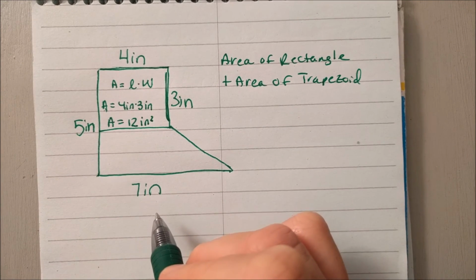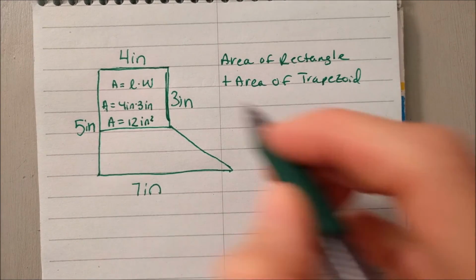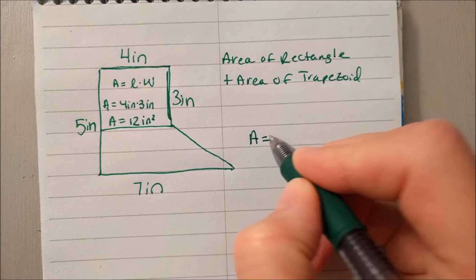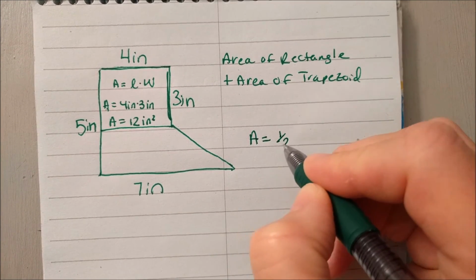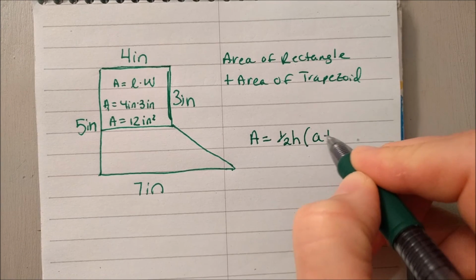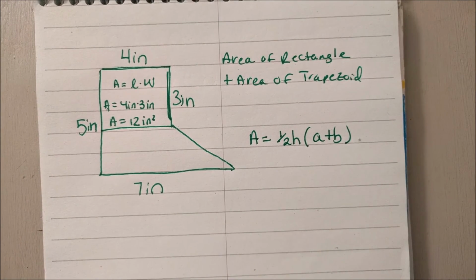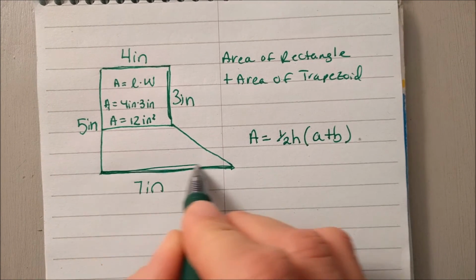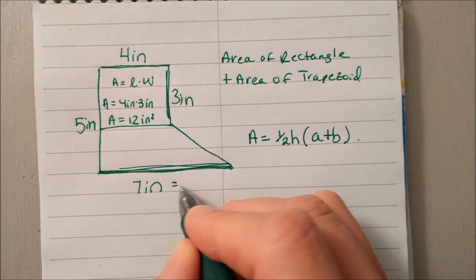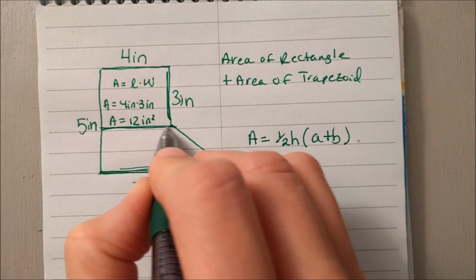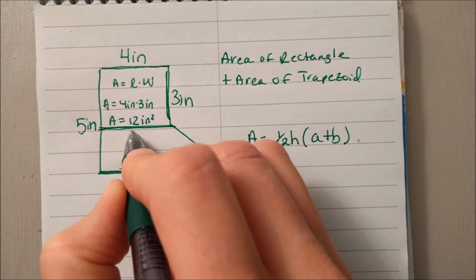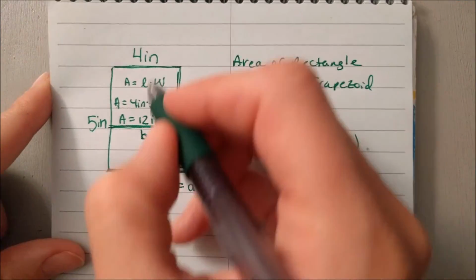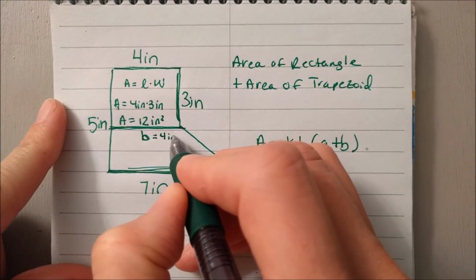So now I need to figure out my trapezoid formula. First of all, I will go right here. The area of a trapezoid is 1/2 the height times A plus B. So the key is remembering that your A and your B are your bases. So this can be your A. Your 7 inches can be your A. Your B can be the top base, right? So this can be your B. And if I want to know the length of this, I'm just going to drop this 4 inches down, and this 4 inches is going to be my B, right?